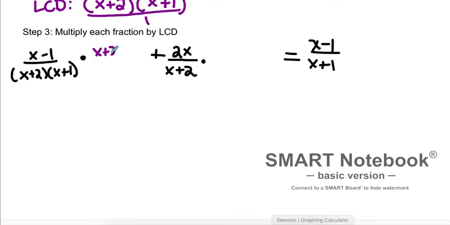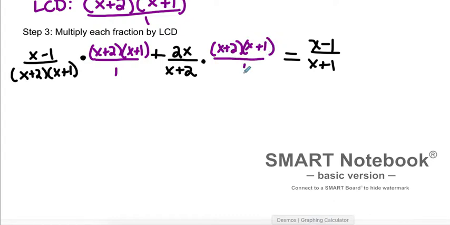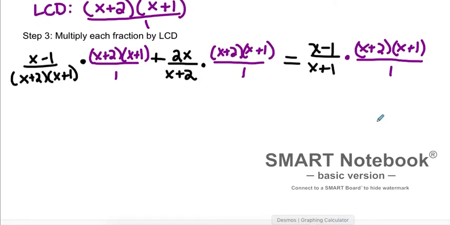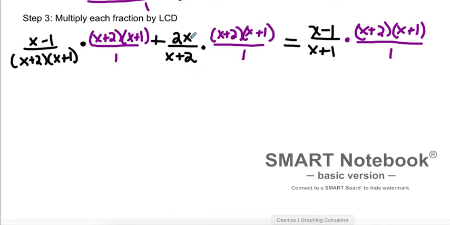So here's my LCD. I'm multiplying each piece by my LCD. Here, x plus 2 times x plus 1 over 1. And then here, x plus 2 times x plus 1 over 1. Very good. So see what I did? I took each piece and multiplied it by the LCD. Remember, we're trying to keep things balanced. If we multiply each part by the same thing, that's allowed because we're not messing up the balance of the equation.